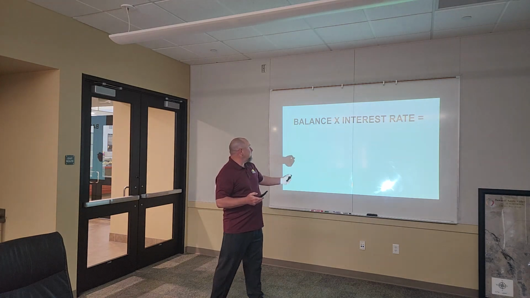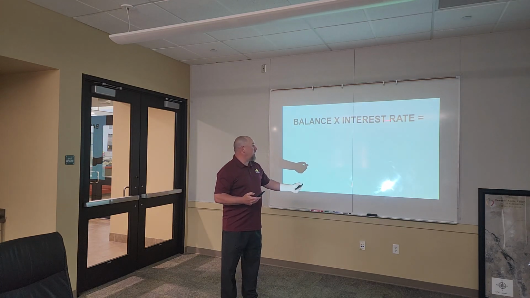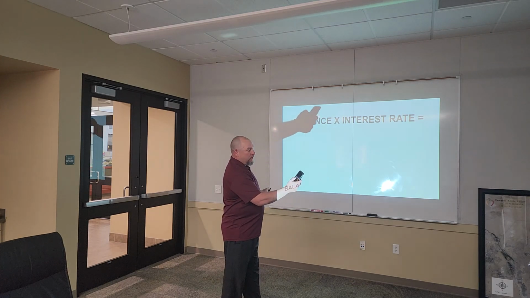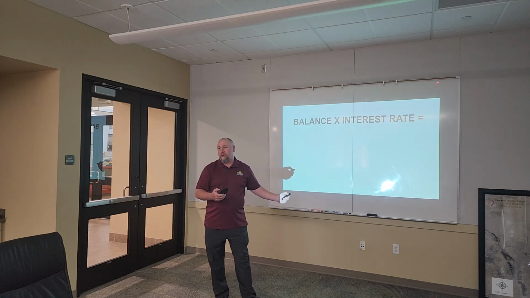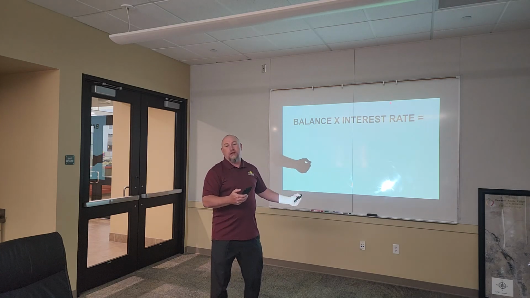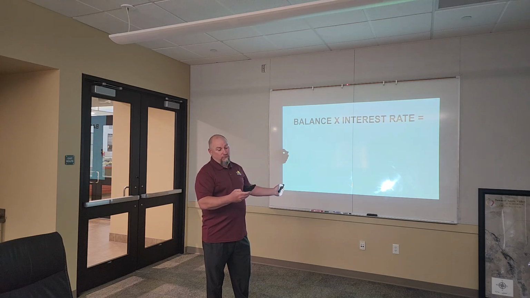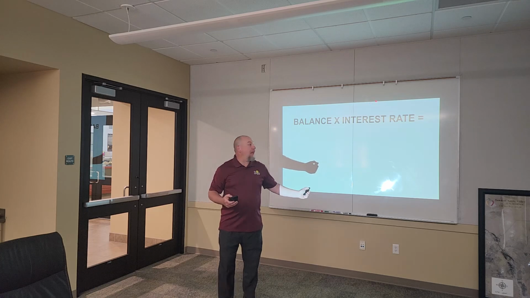So balance, 1,000. Hit the times. Anybody want to use any interest rate? Let's go with 3%. That's just 0.03 when you hit the percent. So 1,000 times 0.03, or hit the percent sign, equals, what does everybody have? $30. That's annually.